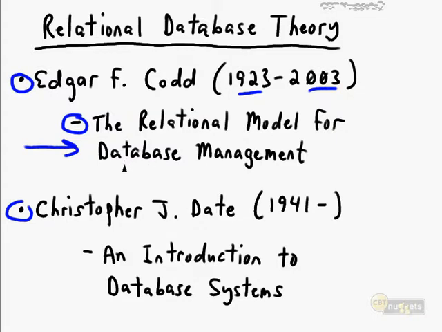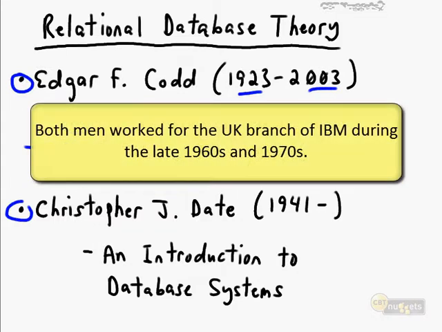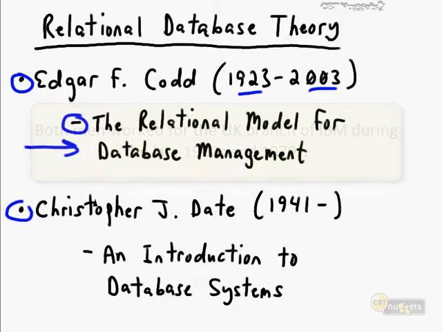I'd encourage you to look it up on Amazon and purchase it. The second name I'd like to give you is C.J. or Christopher J. Date, 1941, and he's still alive. Chris Date is a colleague, or was a colleague, of E.F. Codd's and believes in the same relational database model that was originally pioneered by E.F. Codd. Date's landmark text, he has several, but the one that I recommend you read if you're interested in getting into the theory is called An Introduction to Database Systems.